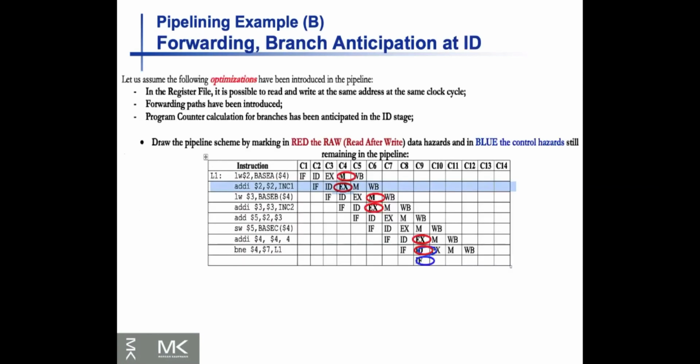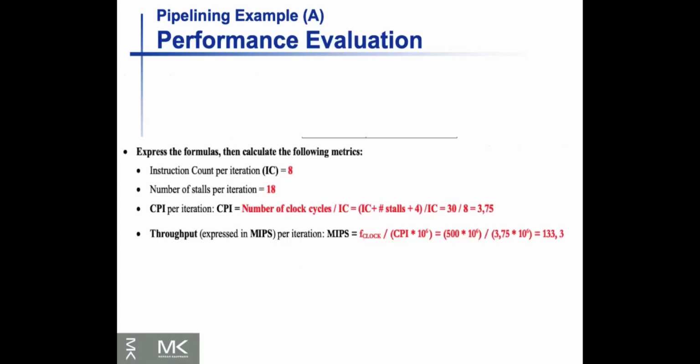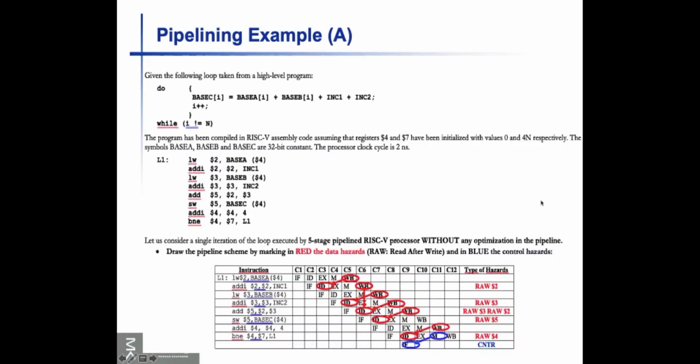Russell, I have a question. Where did we get the 500 from? It was in the question statement here. The processor clock cycle is 2 nanoseconds. How does it become 500? It's an inverted value of 2 nanoseconds, right? Okay, I see.